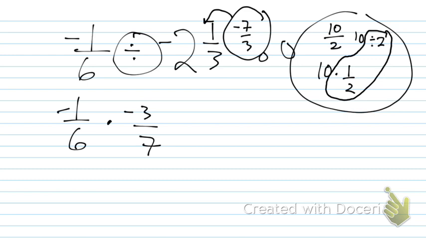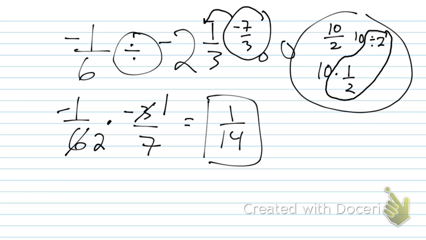Okay, next thing you're going to want to do is use cross simplification to make it easier. You don't have to, but you're going to want to. What is that? So I can divide that 3 by 3, and I can divide that 6 by 3 to get negative 1/14. And I'm going to show you why you can do that. A lot of kids know you can cross simplify, but they don't know why. Here's the why. Let's do it in a different color.